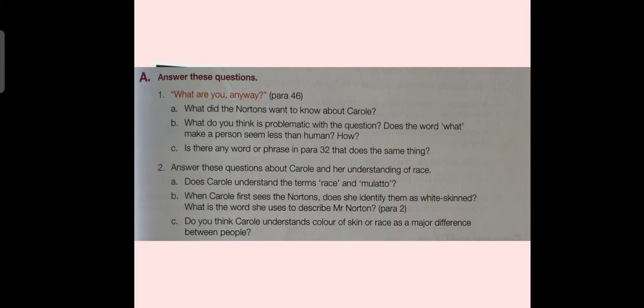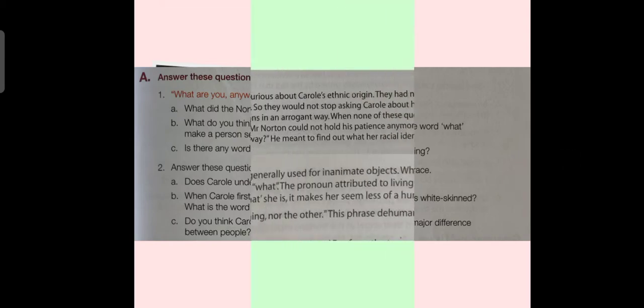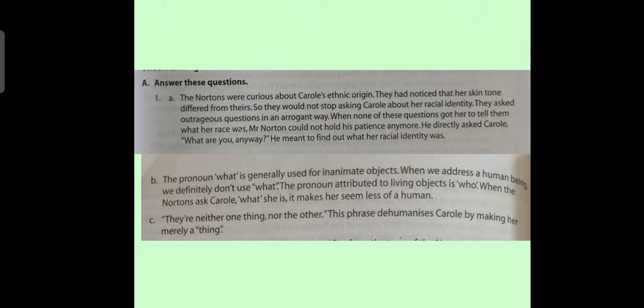Question C. Is there any word or phrase in para 32 that does the same thing? Answer C. They are neither one thing nor the other. This phrase dehumanizes Carol by making her merely a thing.